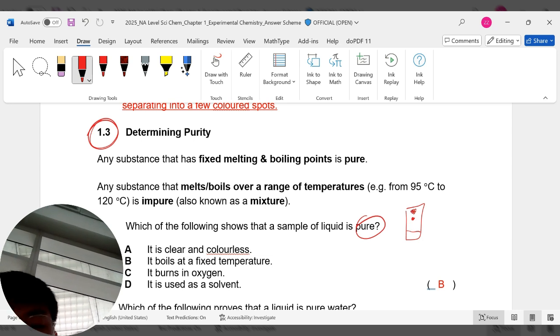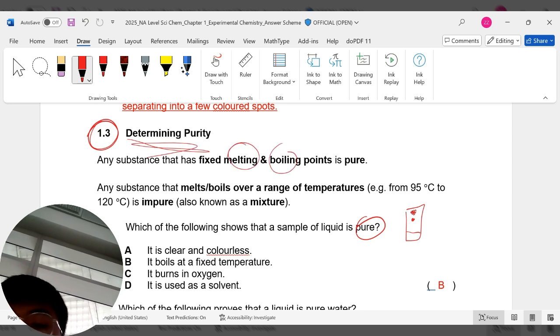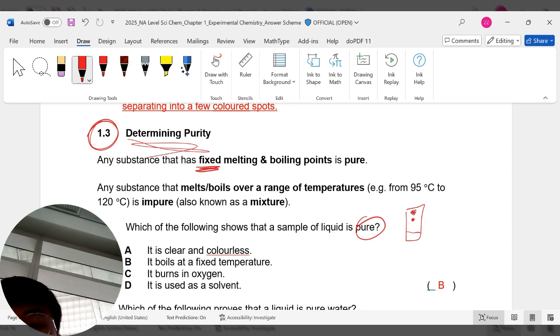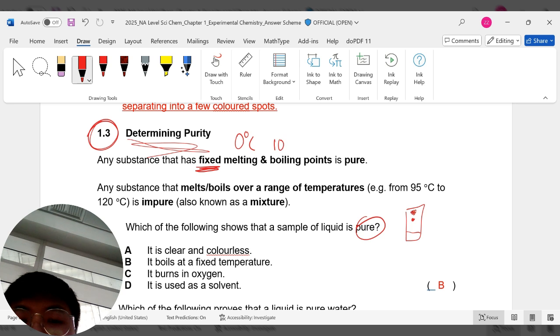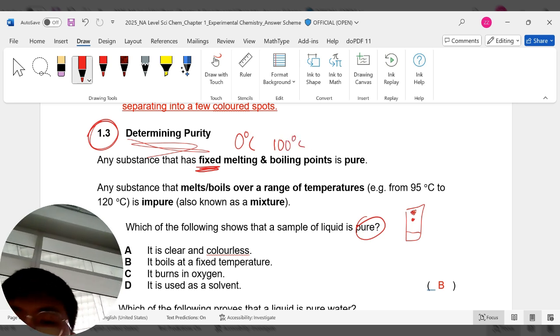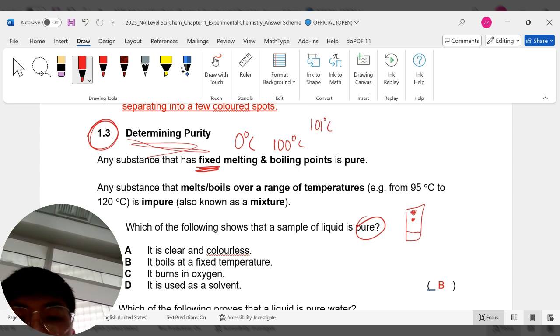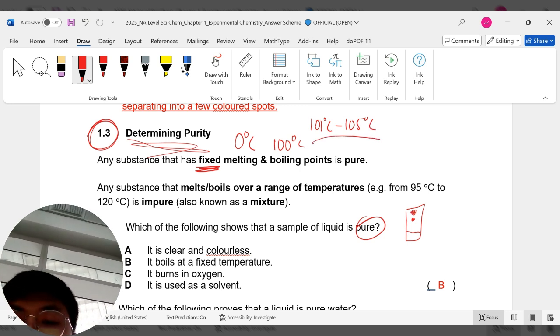But apart from using chromatography, there's actually another way to determine purity, and that's using melting and boiling points. So a pure substance will always melt and boil at a fixed temperature. For example, water's melting point is 0 degrees Celsius, and water's boiling point is 100 degrees Celsius. Fixed one, cannot change, unless you add impurities inside. So let's say you add some salt inside water, then instead of 100 degrees Celsius, it will start to boil from 101 degrees Celsius to, let's say, 105 degrees Celsius. It will boil over a range of temperatures.